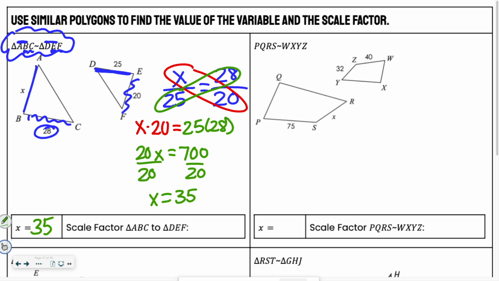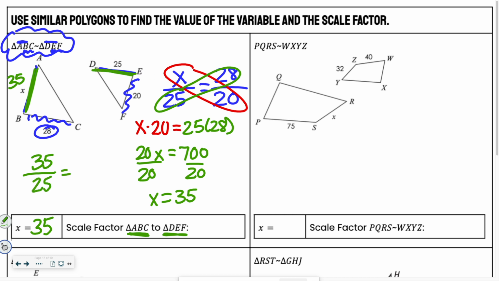And now it wants the scale factor from triangle ABC to DEF. So we just have to pick matching sides. So let's start here. Should we use our x that we found? So we're going to have 35, and we know that AB matches DE.